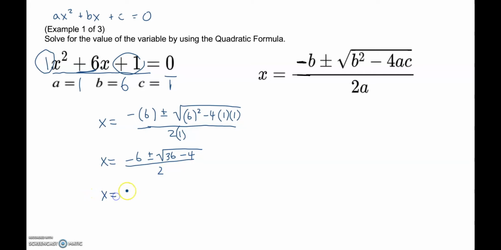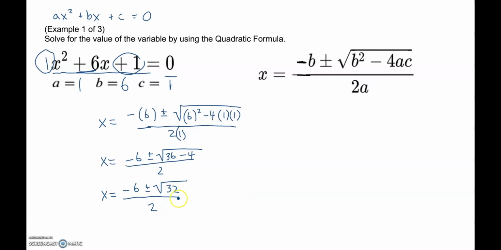Simplifying further, we have x is equal to negative 6 plus or minus the square root of, what is 36 minus 4? It should be 32. So the square root of 32 all over 2. Are we done here? We have 2 answers. We have negative 6 plus the square root of 32 over 2, as well as negative 6 minus the square root of 32 over 2.